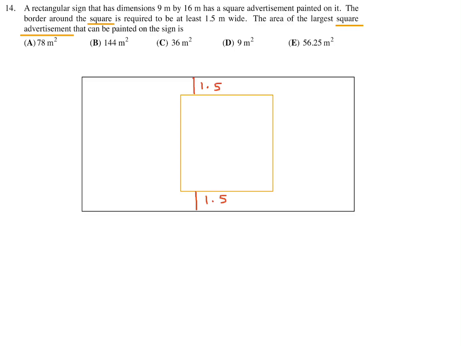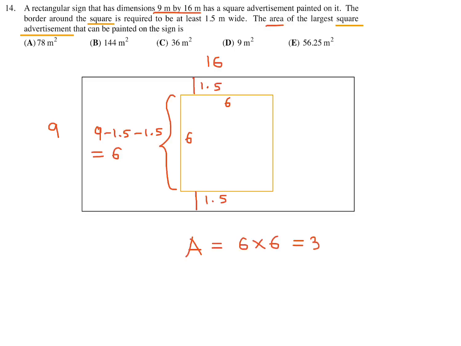The total dimensions, they tell you, of this big rectangular sign are 16 and 9. So if we've taken 1.5 from the top and bottom, what remains here is, of course, 9 minus 1.5 minus 1.5. And that is 9 minus 3, which is 6. So that means this square has a side length of 6, like that. And they want you to figure out the area. So the area of a square with side length of 6 is 6 times 6, which is 36. So the answer to number 14 would be C.